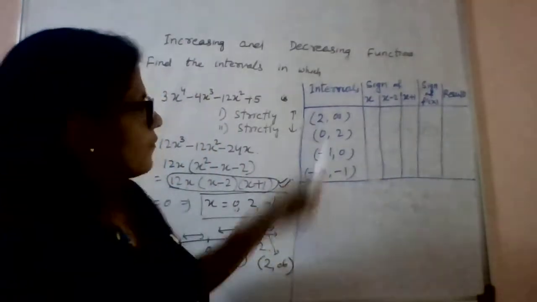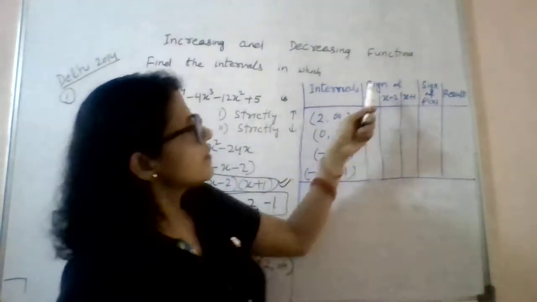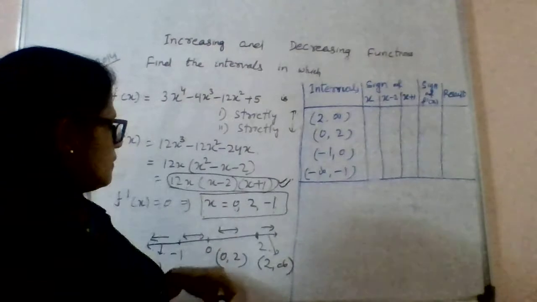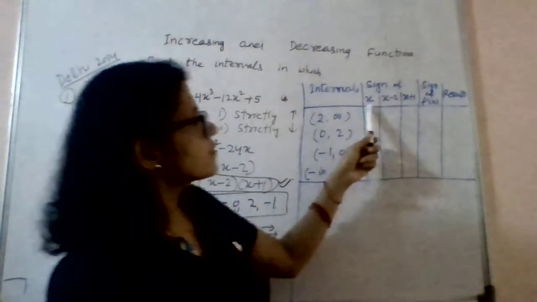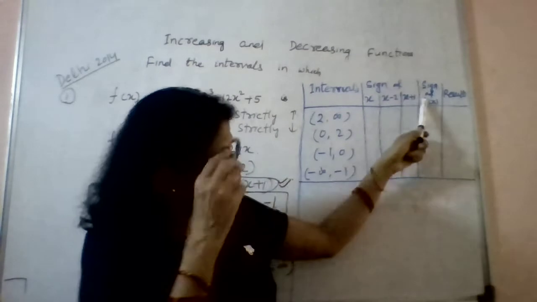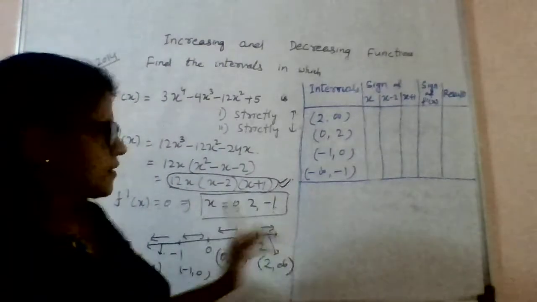So step number 4, the table. You have to draw the table like this: intervals, sign of x minus 2, x plus 1, sign of f dash x, then result. We have 3 factors here, right? Okay, so first I have taken the intervals from this side.